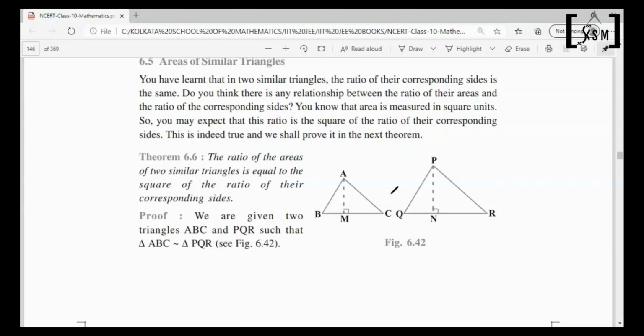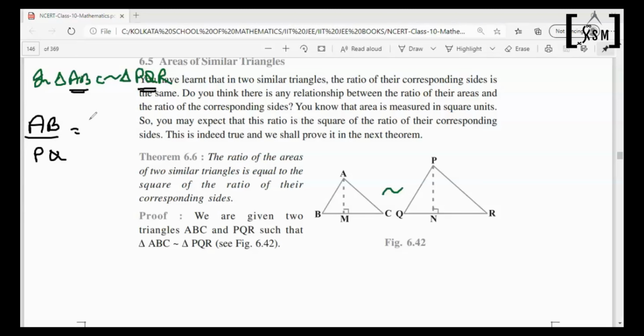Now, what we are learning new is, if there are two triangles which are similar, if triangle ABC is similar to triangle PQR, then the corresponding side ratios square will be equal to the ratio of their areas. Let me explain, don't worry. Because ABC is similar to PQR, side AB and PQ side ratio is equal to side BC and QR side ratio, equal to side AC and PR side ratio.